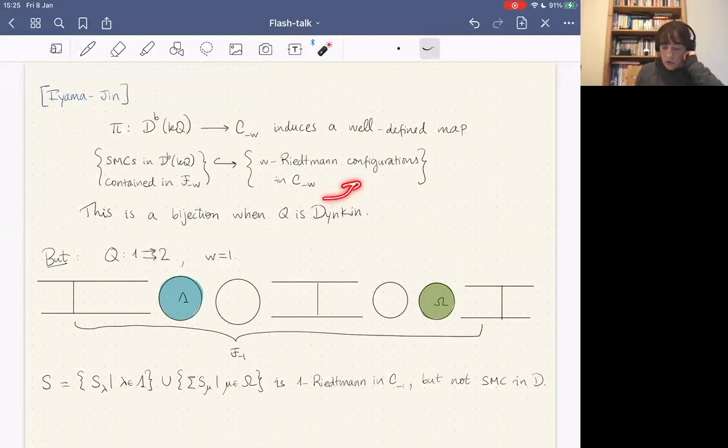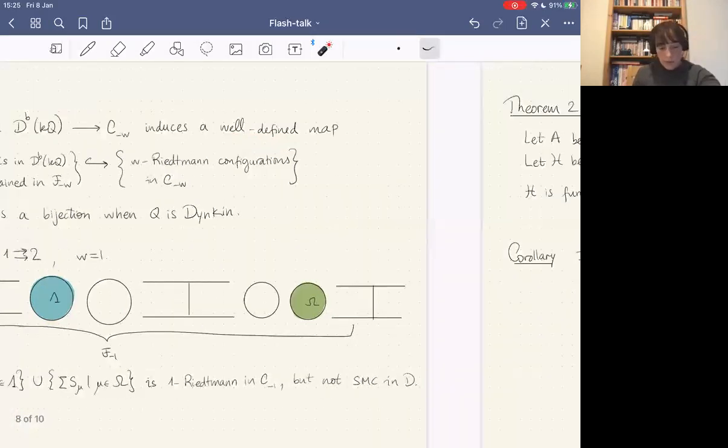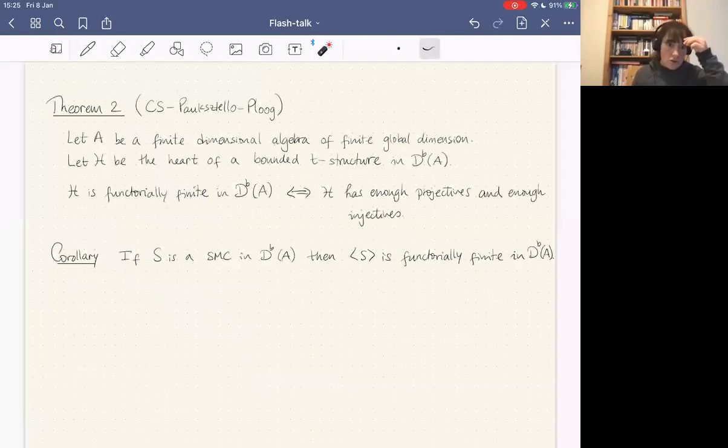So we need to introduce the fact that the extension closure is functorially finite. And so we lose this well-definedness, we still need to see that it's well defined. And so we have this other result, which is also interesting on its own, and hopefully might give other applications, which says the following. So if we take a finite dimensional algebra of finite global dimension, and we take a heart of a bounded t-structure in the bounded derived category, then that heart is functorially finite in the derived category if and only if it has enough projectives and enough injectives.